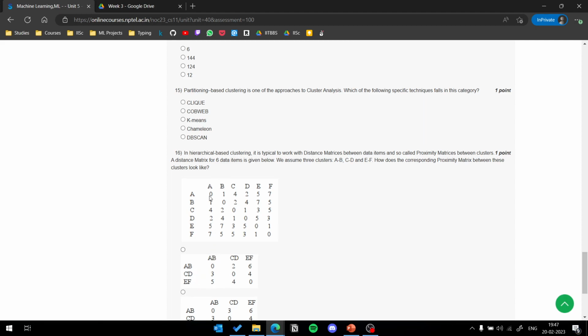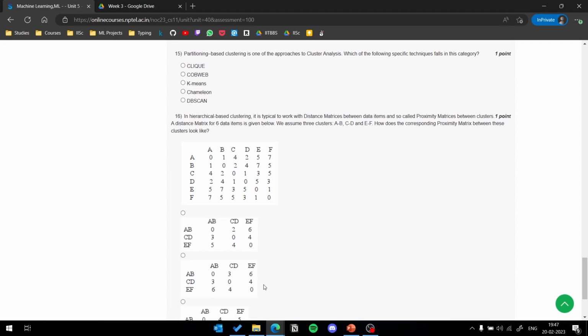So you have to calculate distances between A and C, A and D, B and C, B and D. You already know the distances because they're given in this matrix. So from there you can calculate and then take the mean. So from there you can calculate what the value of this should be, right? So A, B and C, D. This should be 3 or whatever.